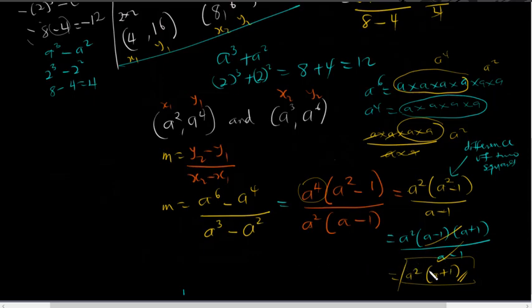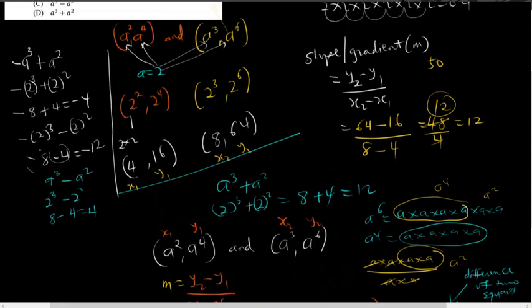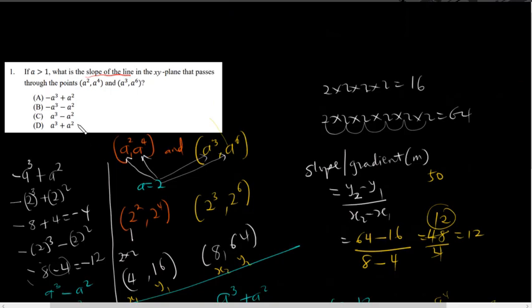You see, we get option D. a squared times a, we have a cube, and a squared times 1, we have a squared. So the slope is a cube plus a squared. And if you look at option D, of course we have a cube plus a squared. So there is another way that you can solve it. If you want to do it, it is pretty simple.